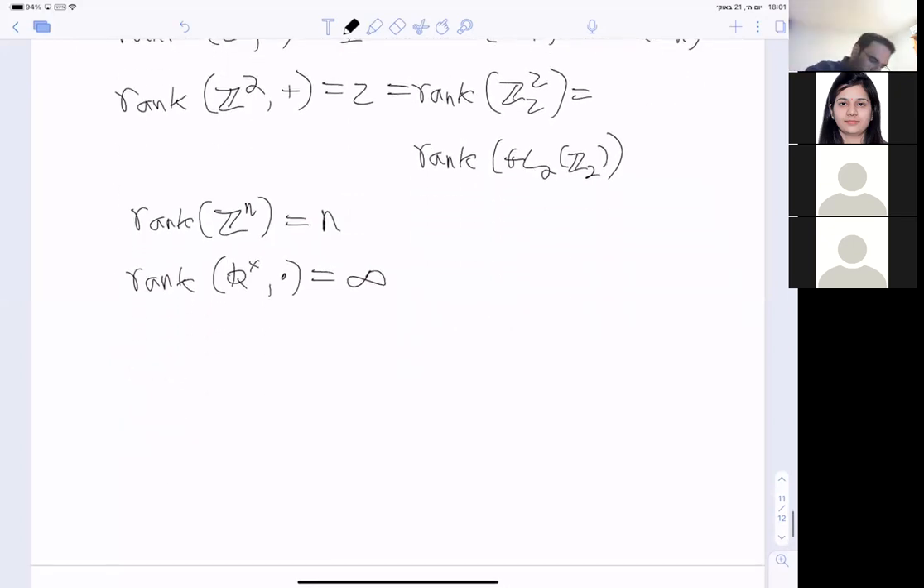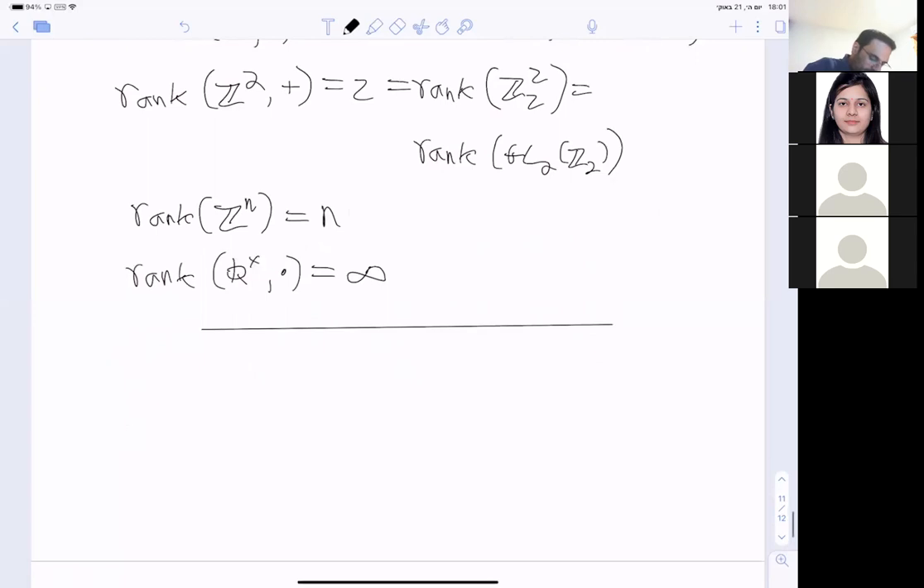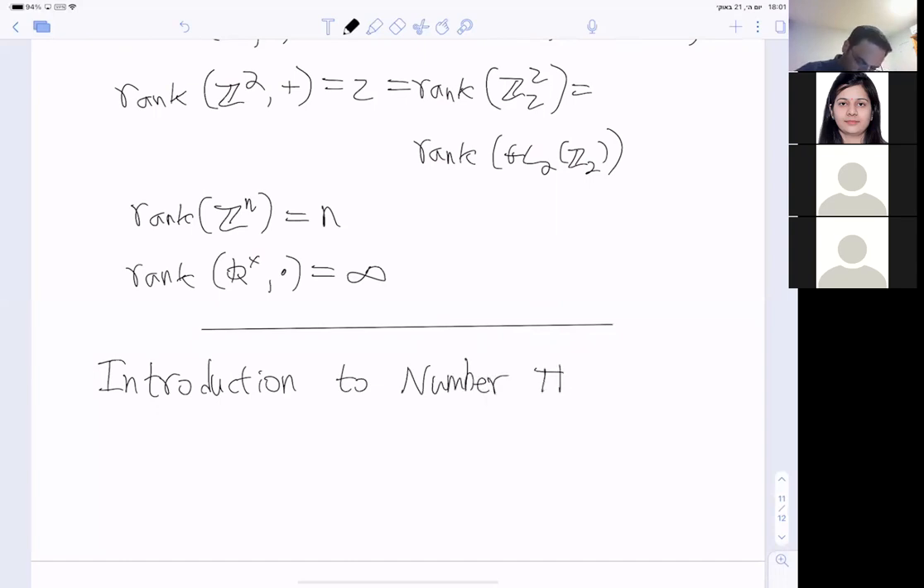So let us now see how all these things are gathering together in, I cannot say number theory because we are just in the beginning. So let us do, like in the other courses, an introduction to number theory.